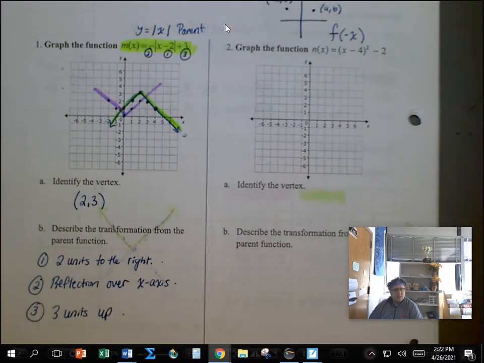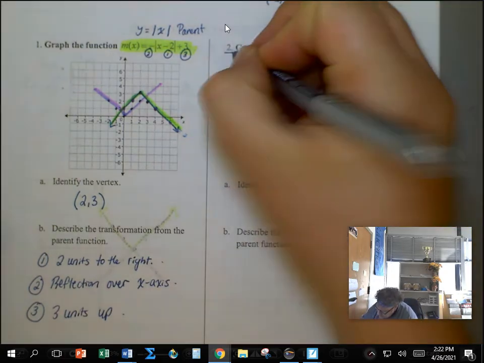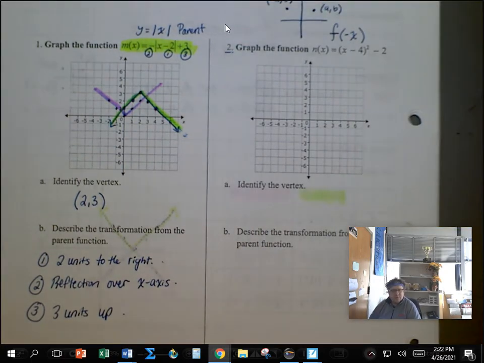All right, so couple steps here and there, right? And this is a point-by-point transformation strategy. So let's try number 2.